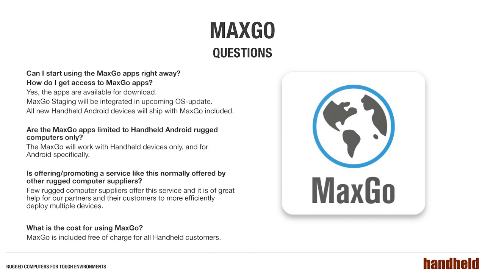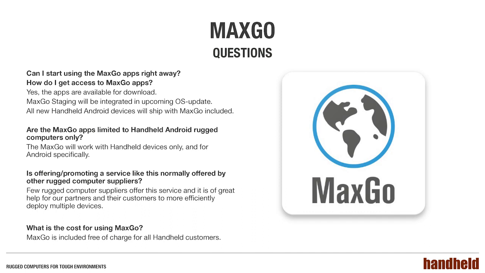And yes, you may have seen the launch a few days ago, and you all may already have been to our website. You'll see it there on the first page. The apps are available for download. We haven't pushed them out in an OS update yet, but in the future, the MaxGo staging will be integrated in the operating system. So in the upcoming couple of weeks, we will push it out to our Android units in an OS update. So then these applications, the staging especially, will be available by default or built into the image build. And also, of course, all new Handheld Android devices will ship with MaxGo included.